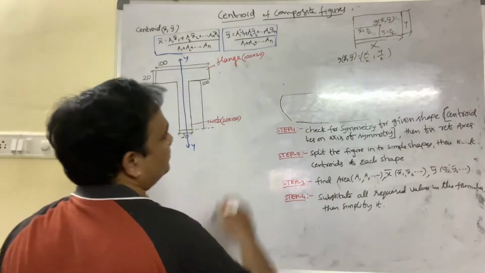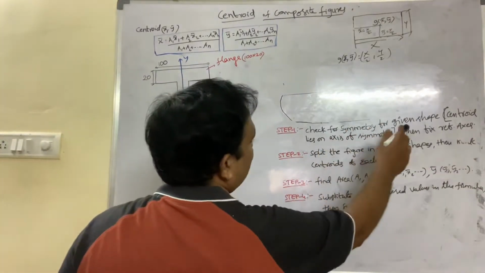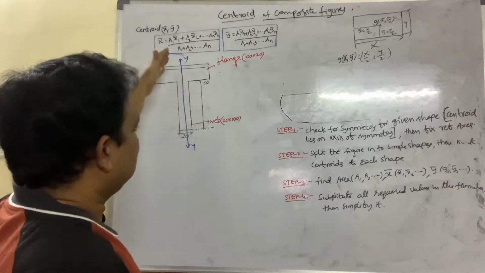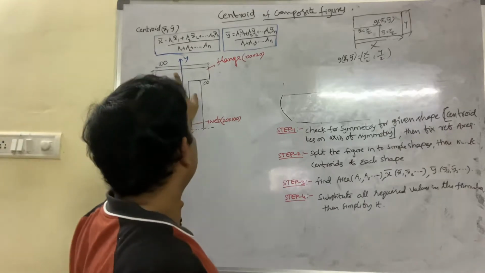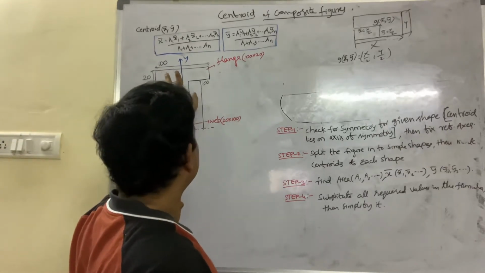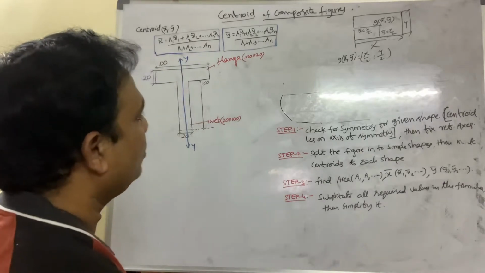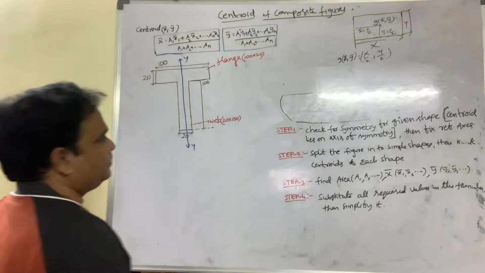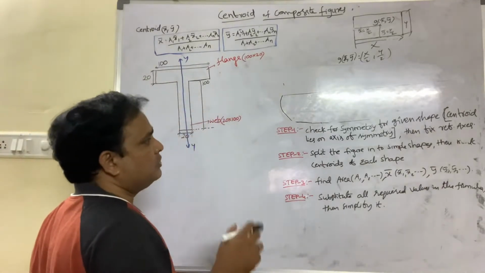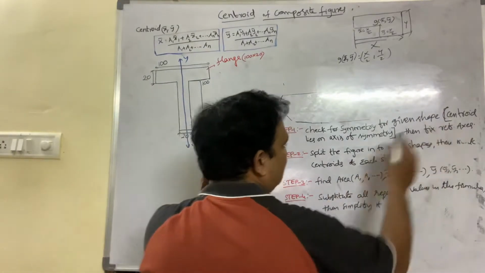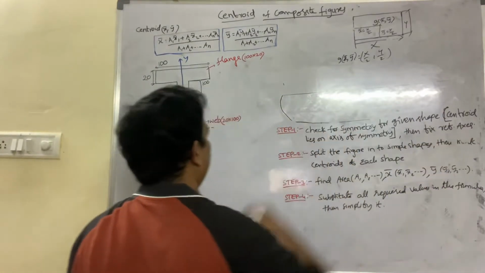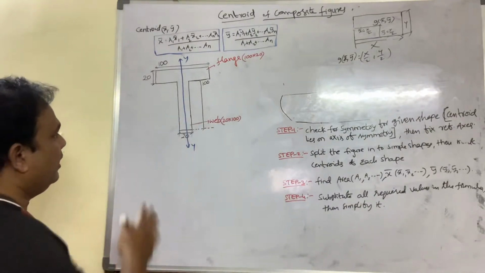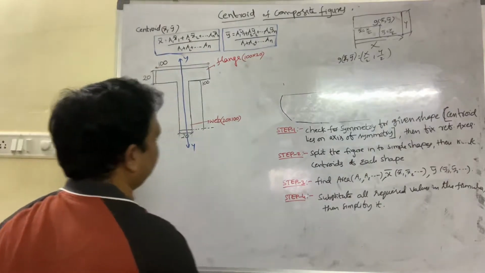So what is step one? Step one is check for symmetry for the given shape. This is the given shape, T shape, and by seeing this figure, easily we can say that the given shape is symmetric about y-axis. I have drawn the axis of symmetry as y-axis, and if the given figure is symmetrical about some axis, then the centroid lies on the axis of symmetry. Here the axis of symmetry is y-axis, that means centroid must lie on y-axis for this figure.